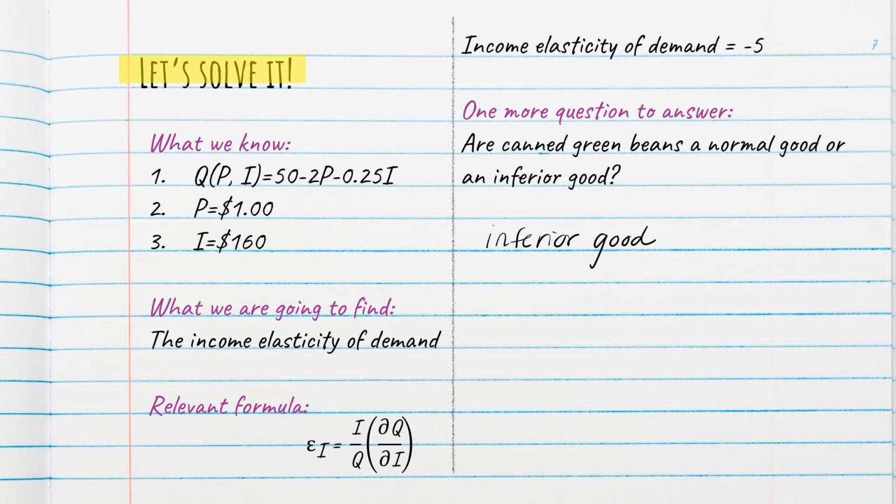And the reason why we know it's an inferior good is because the income elasticity of demand was negative. If instead we had observed a positive value, we would have concluded that this good was normal.